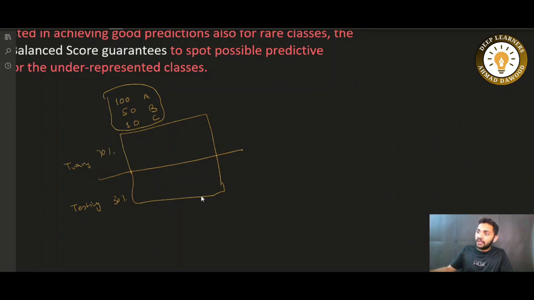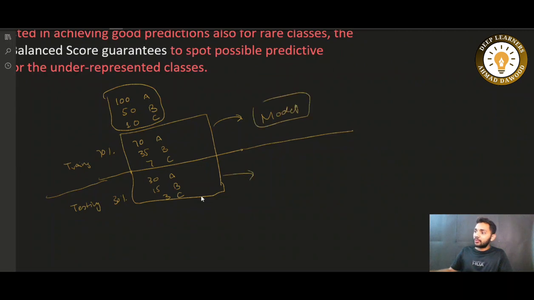So 70% of class A will be 70 samples, 70% of class B will be about 35 samples, and 7 samples belonging to C. In the same way, you will have 30 samples for A, 15 samples for B, and 3 samples for C in the testing data set. Usually you follow that method, train your model on the training part, test your model on the testing part, and compare its predictions with your true values.